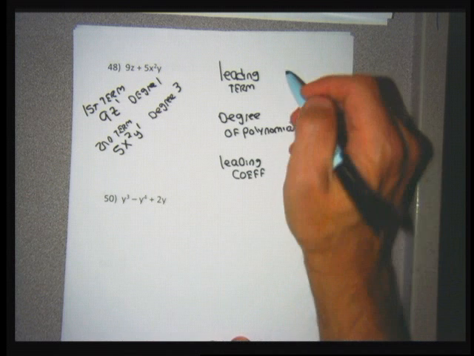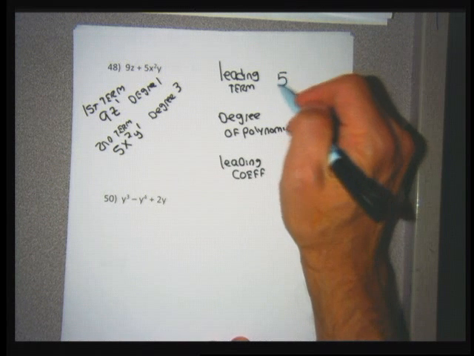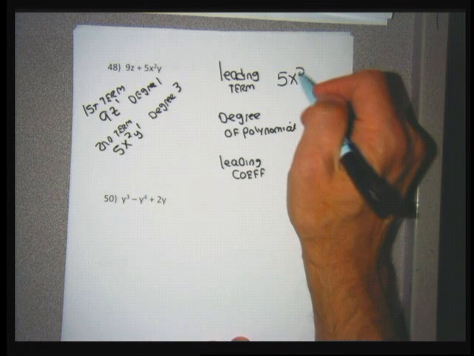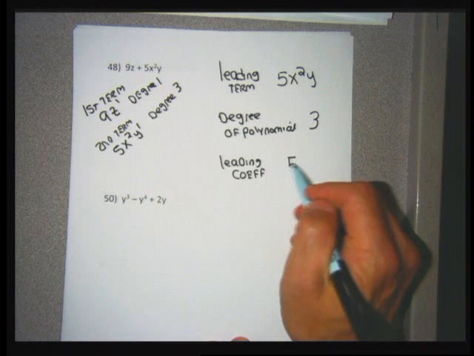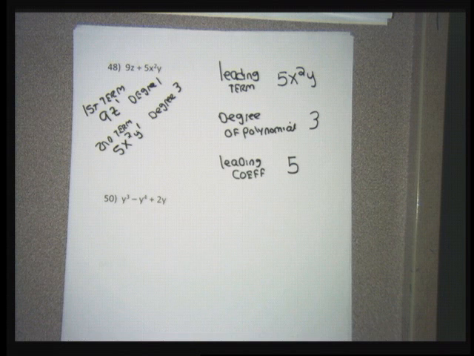The leading term is the term that has that highest degree, and the leading coefficient is the coefficient of the term with the highest degree. So once I figure out the degree of the polynomial, the other answers are going to come from the piece that gave me the highest degree.